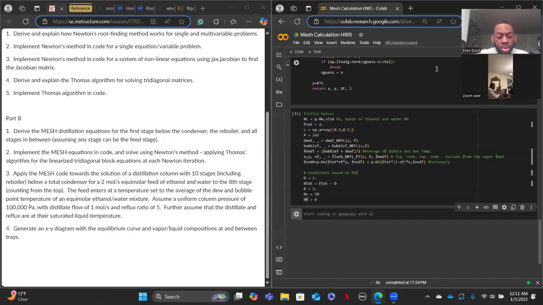So we do our initial guesses, and we'll do liquid first. We can start with the rectifying stage. So this would be L total of rectifying, and this would be equal to R plus D.